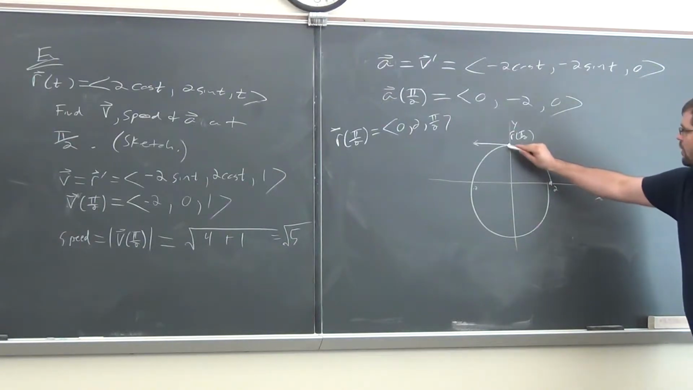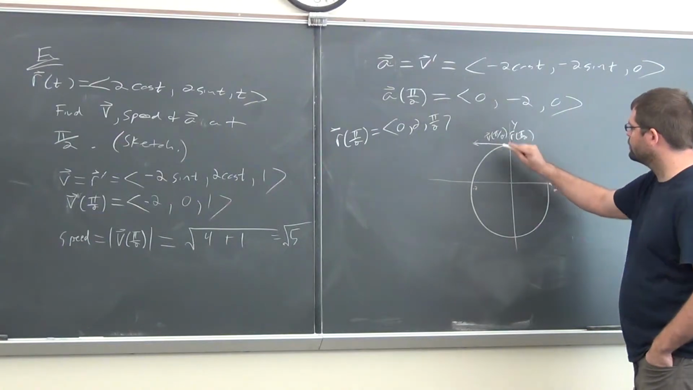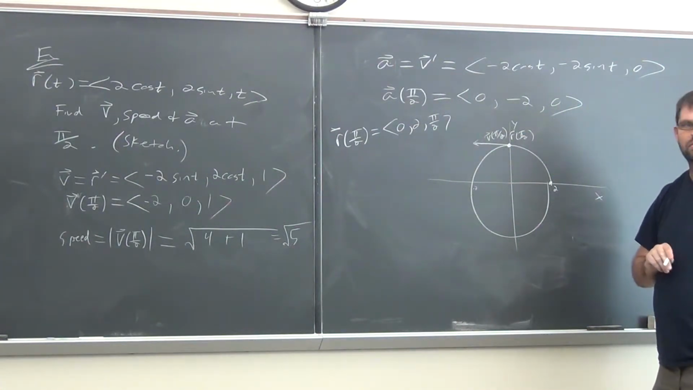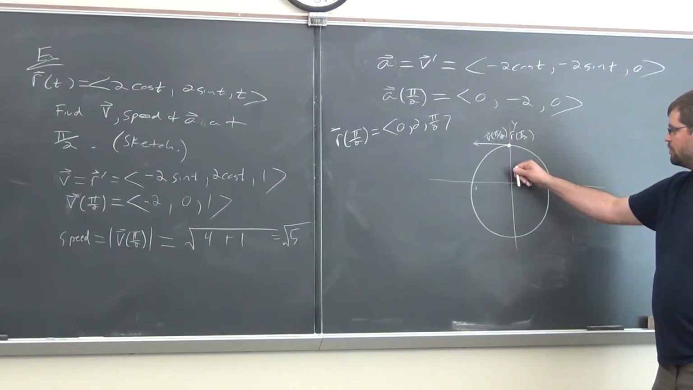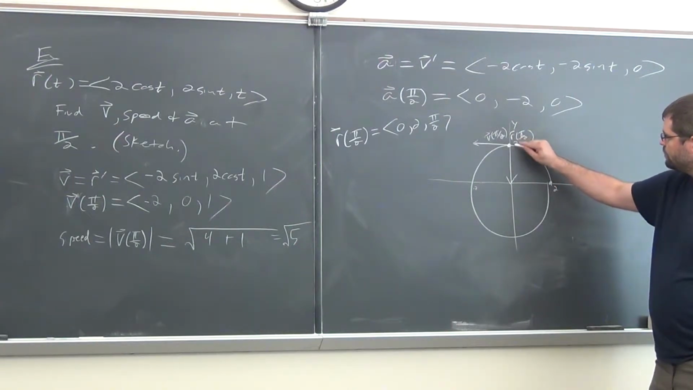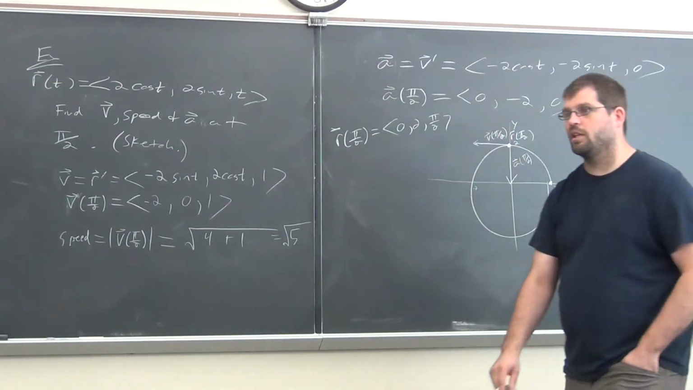If we graph it, so this is v of pi over 2. (0, -2), so that's a vector pointing straight down 2 units, right? So from here, just down like that. Does that make sense? So this is your acceleration vector. Okay? And so that's what we're going to see in general.